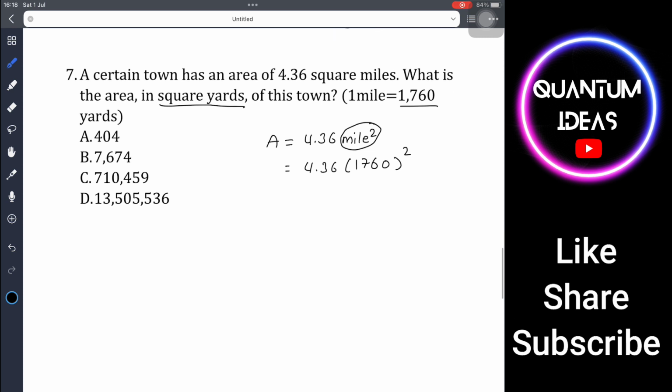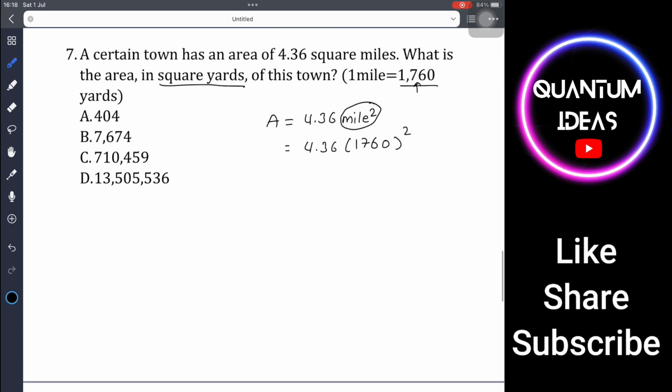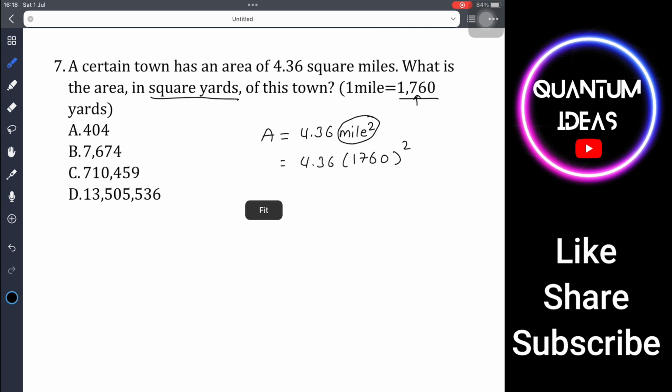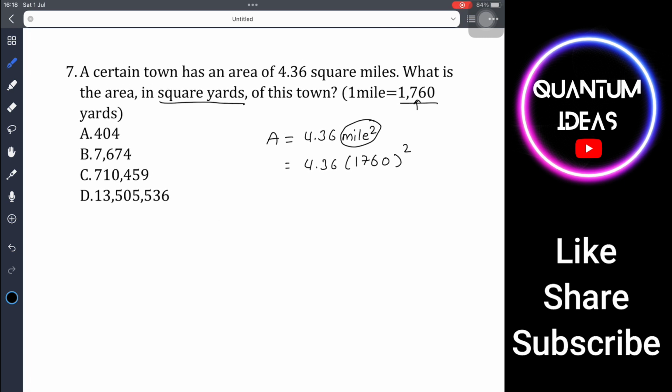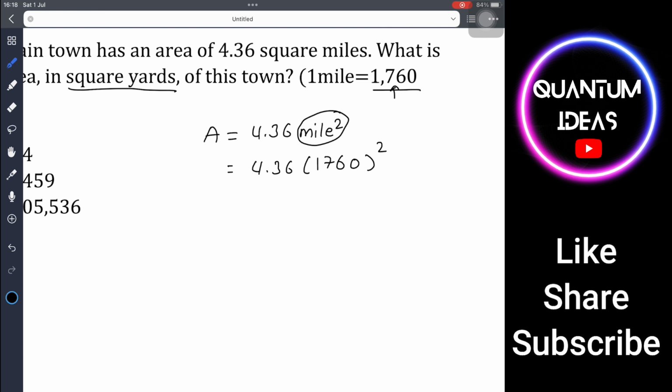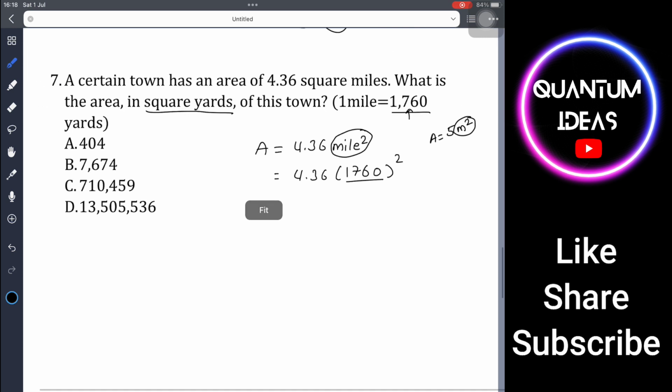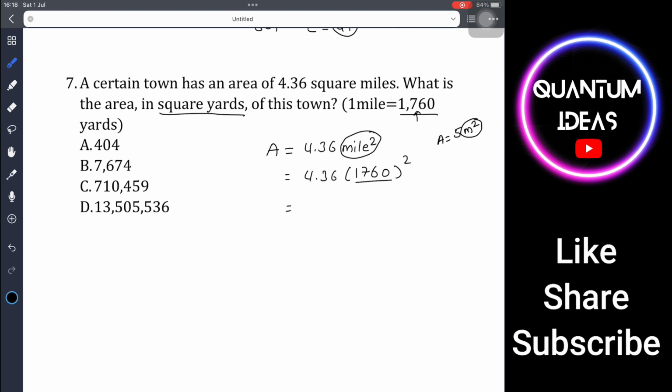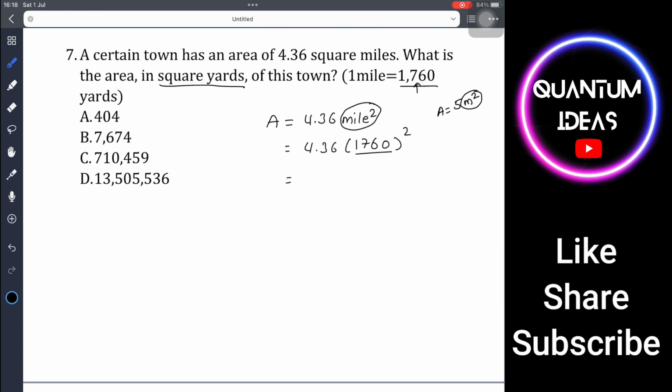If you directly multiply this, it will be wrong, because the unit of area has double dimension, or power 2, right? Let's say area is like 5 meter square. The unit is always squared, that's why you have to square here also. So this is 4.36 times 1760 squared, and if you use the calculator you get 13505536 square yards. This is our new converted area in square yards. So answer A, B, C, D, D is the correct one.